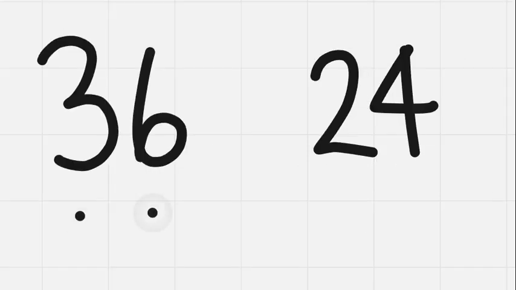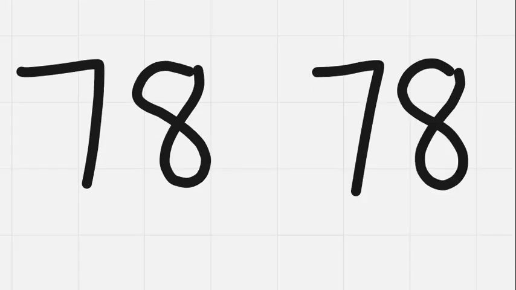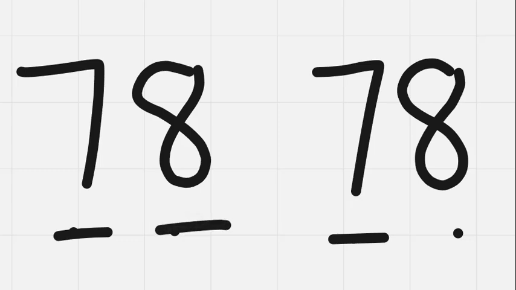Next, 36 and 24. They're both 2 digits. We'll look at the first digits. 3 is bigger than 2, so 36 is greater than 24. Our next one, 78 and 78. They both have 7's in the tens place. They both have 8's in the ones place. These numbers are equal. Well done.